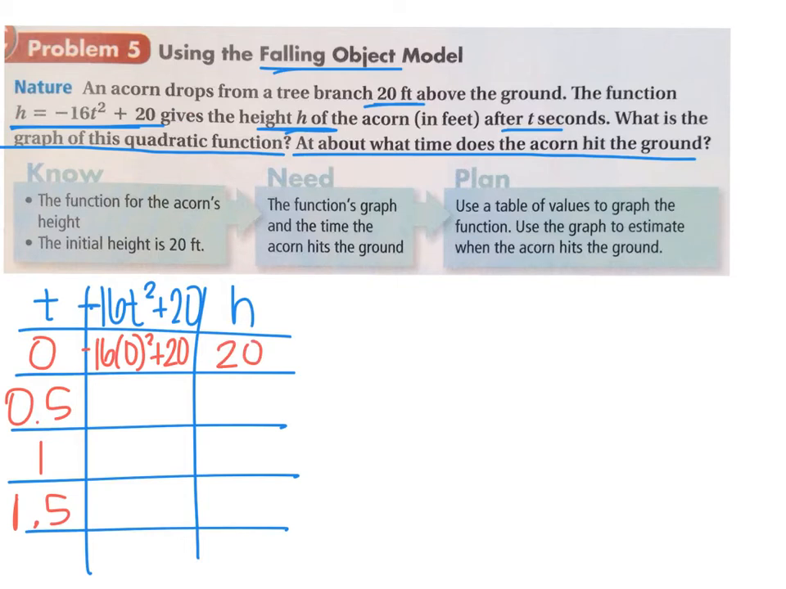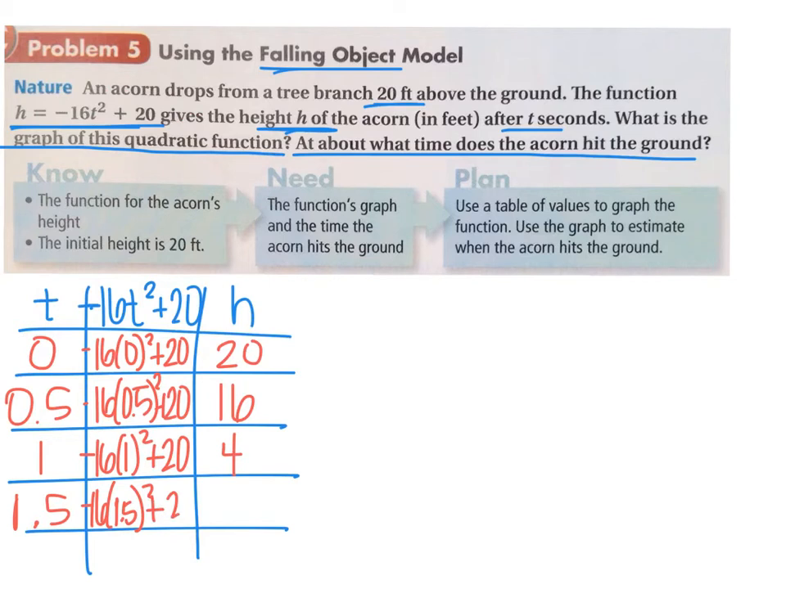Now, if it's fallen for a half a second, that's going to be about, after you plug it into your calculator, you're going to get about 16. If you plug in 1, negative 16 times 1 squared plus 20, that's going to be 4. Negative 16 times 1.5 squared plus 20, and then I get negative 16.